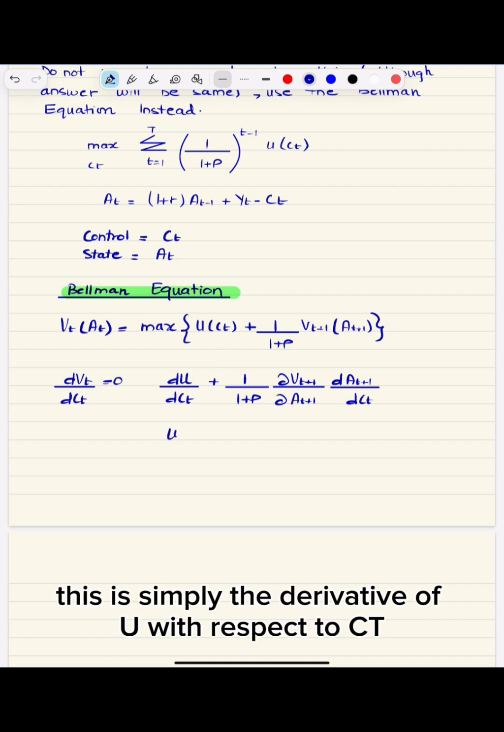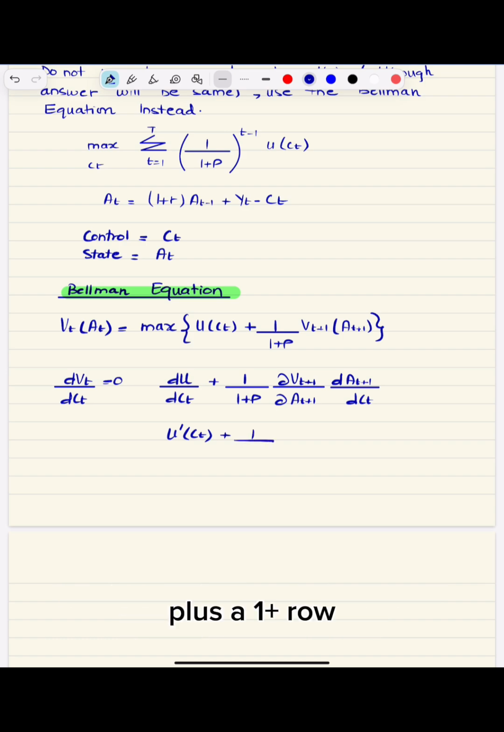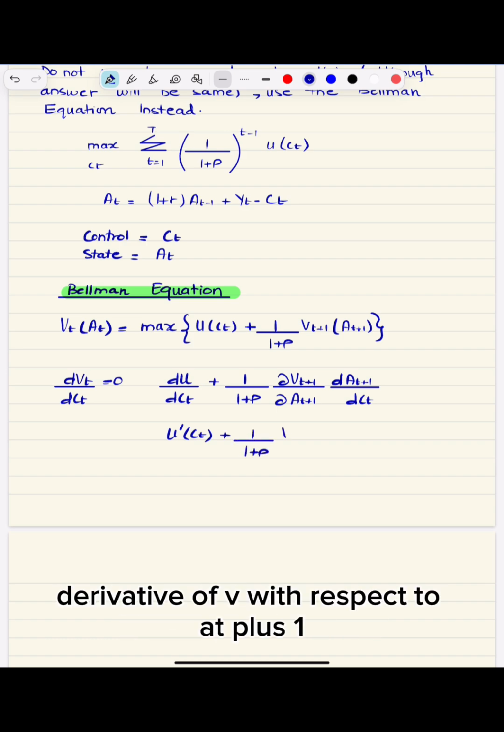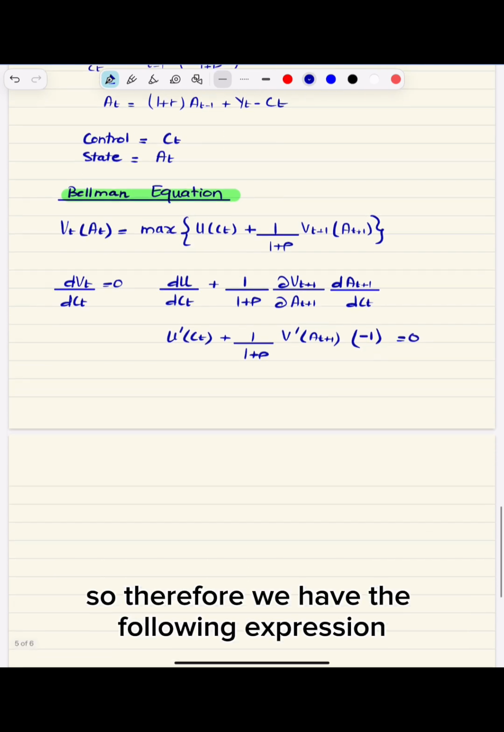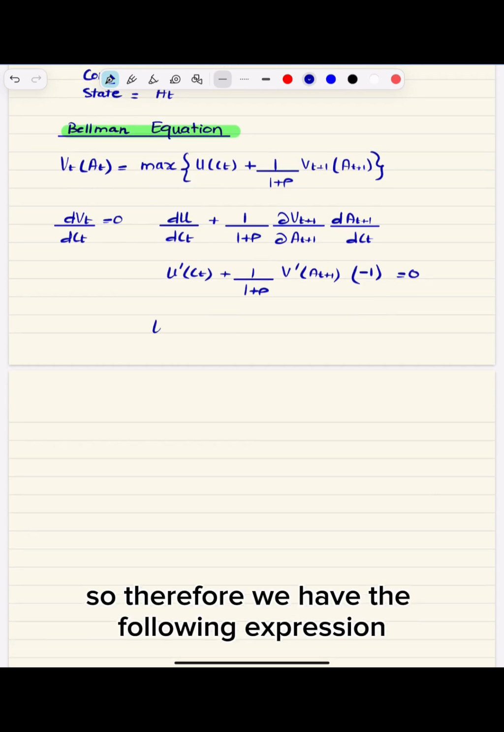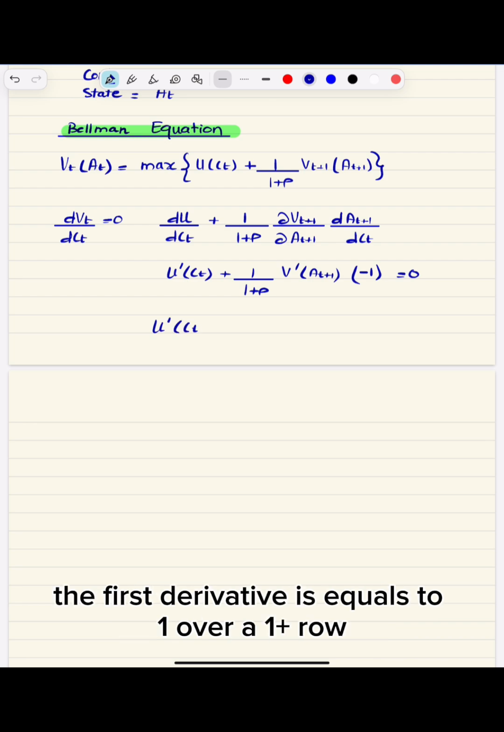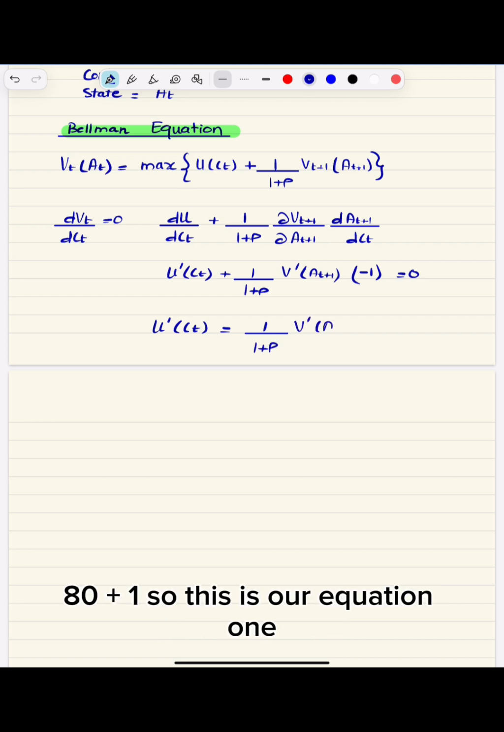Okay, so this is simply the derivative of u with respect to c_t plus 1 over (1 plus rho) times the derivative of V with respect to a_{t+1}, and the derivative of a_{t+1} with respect to c_t is just a 1. So therefore we have the following expression. The first derivative is equal to 1 over (1 plus rho) times V'_{t+1}(a_{t+1}). So this is our equation 1.